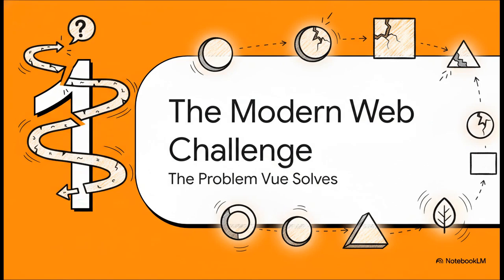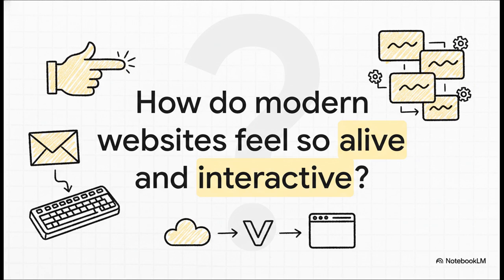But to really get what Vue is all about, we have to start with the why. Why does it even exist? And that all comes down to what we'll call the modern web challenge. So think about this for a second. How do the websites you use every day feel so alive, right? You click something, you start typing, and boom, everything just updates instantly. The animations are smooth, it feels like a real desktop app, but it's all happening in your browser. How on earth do they pull that off without the whole thing becoming a slow, clunky mess?